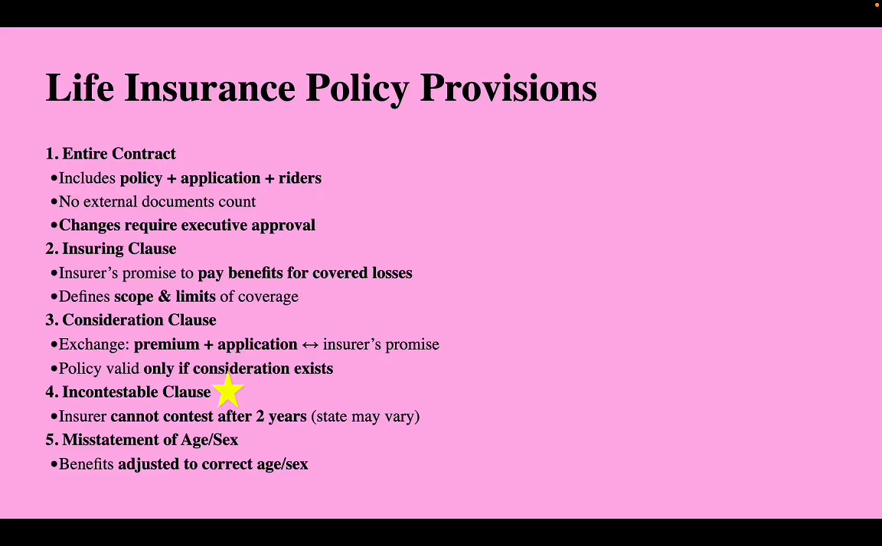When we talk about life insurance policies, the first important concept is the entire contract. This means the insurance policy itself, the application, and any riders together make up the contract. Nothing outside of these documents counts, and any changes must be approved by an executive of the company. The insuring clause is the promise of the insurer to pay the death benefit or other covered amounts if a loss occurs. It defines the scope and limits of the coverage.